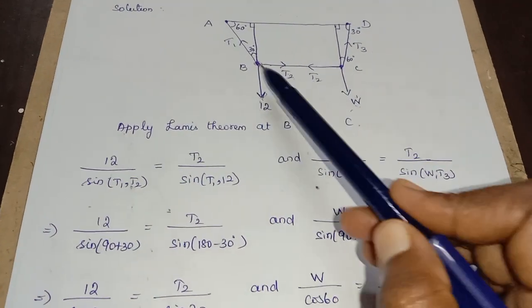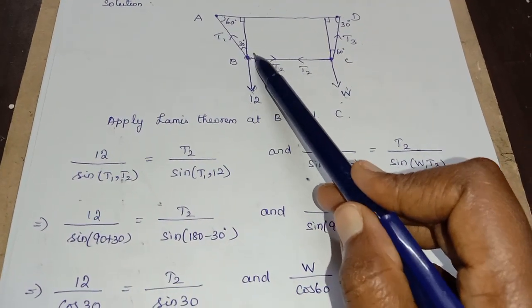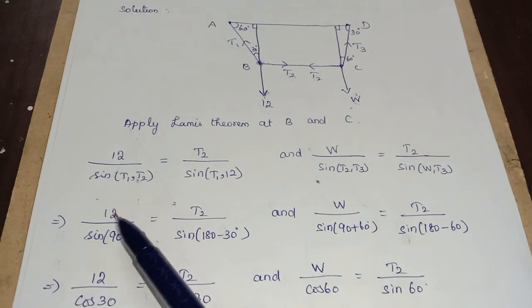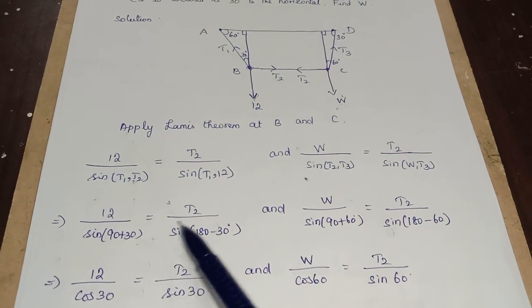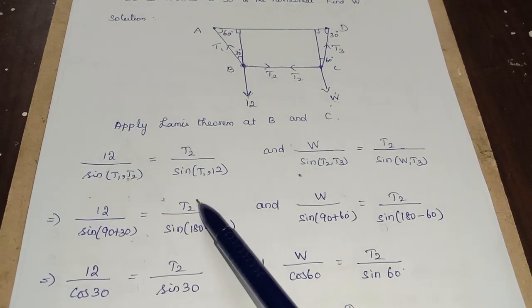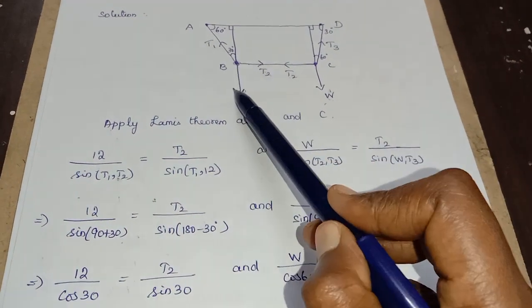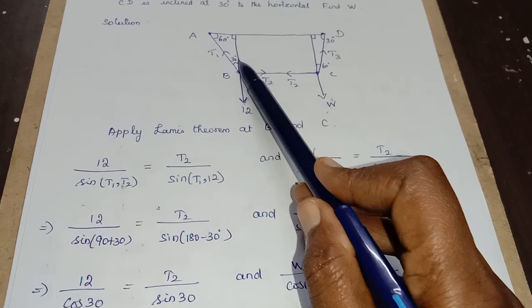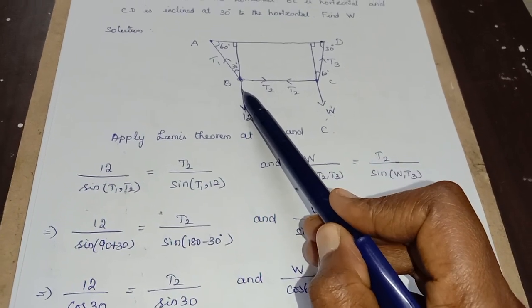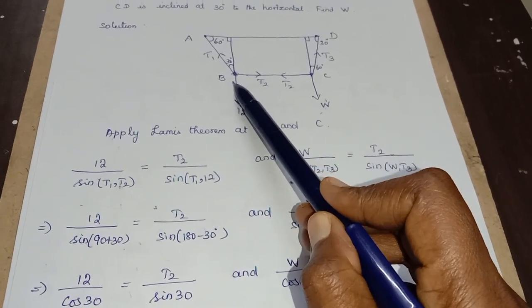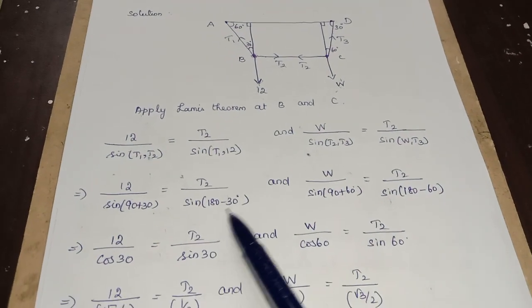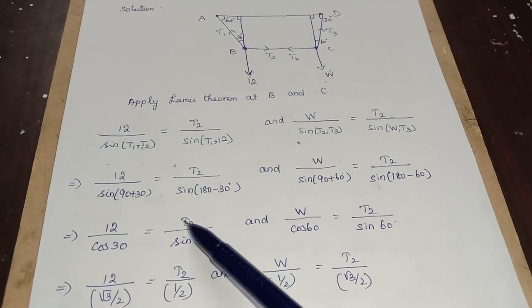Angle between T1 and T2. See, this is 30 and this is 90 degrees. So what is the angle between T1 and T2? Sine of 90 plus 30. T2 by the angle between T1 and 12. This is T1 and this is 12. See, this line is a straight line, so 180 degrees. This is 30, so this will be 180 minus 30. So sine of 180 minus 30. Let me complete this portion first.